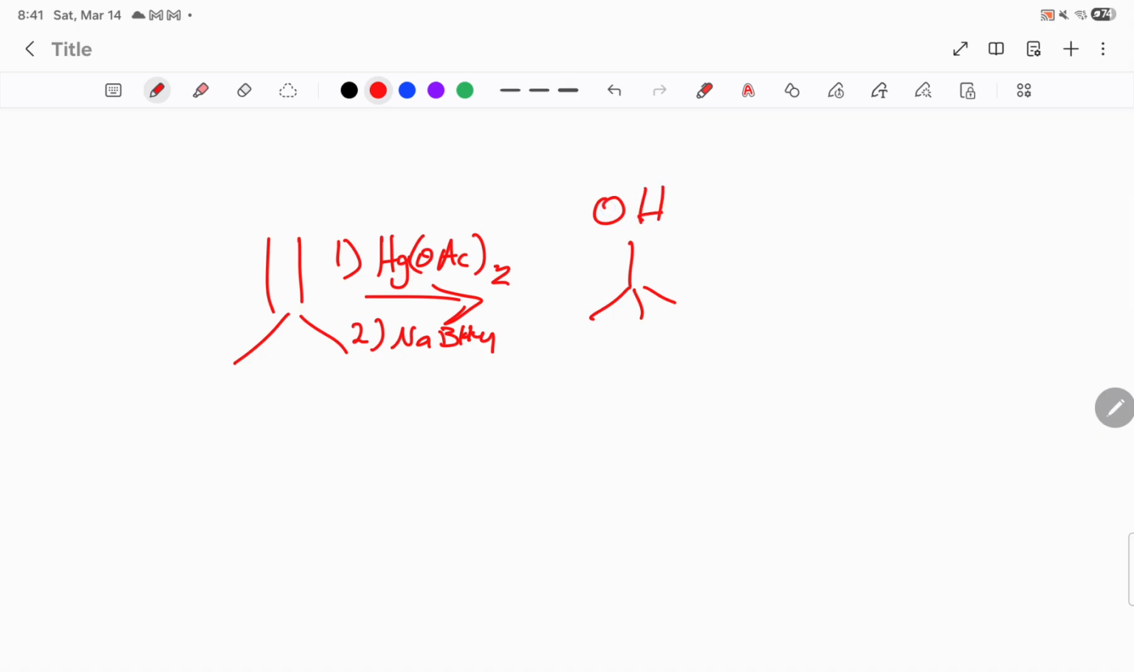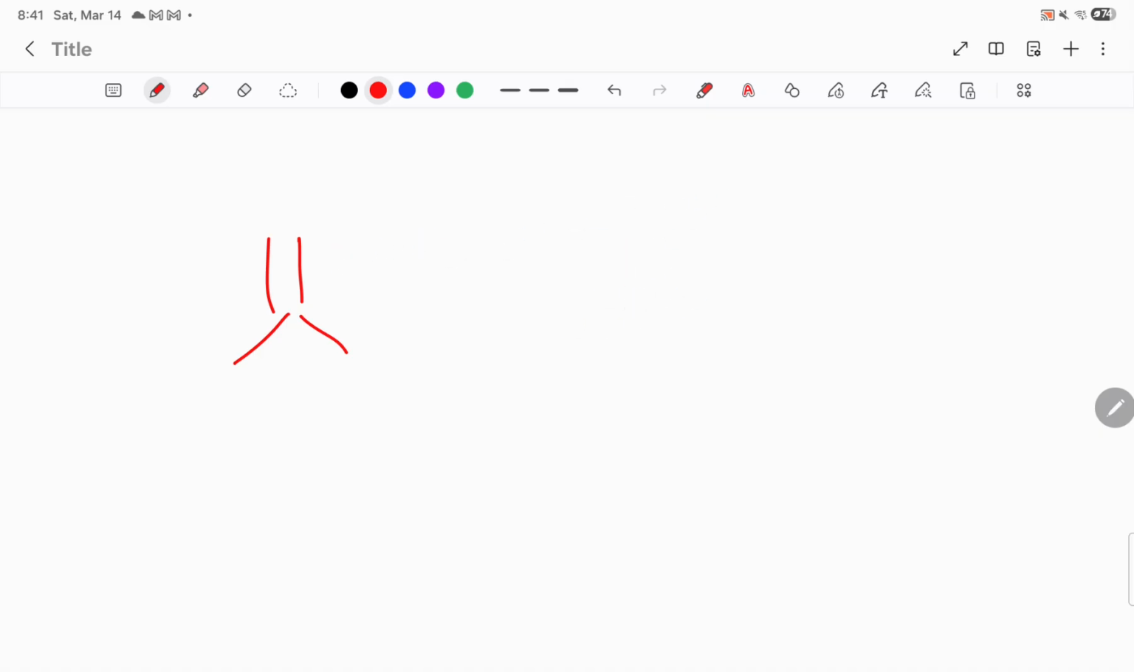Now, what does this actually look like? Well, there are 2 intermediates involved. There is an organomercury compound and a mercurinium ion. So remember how we had a bromonium ion? Well, this is kind of similar. We get what we call a mercurinium ion. So let's take a look at the mechanism. This is always done in aqueous THF. But again, let's just take a look at the mechanism very briefly.